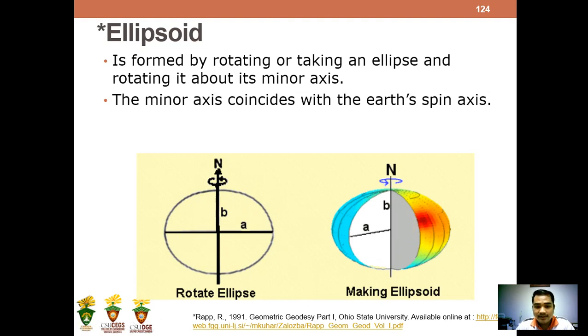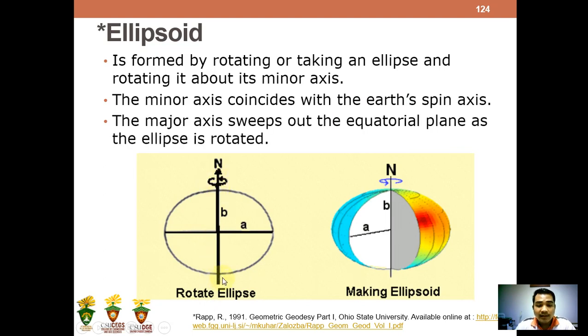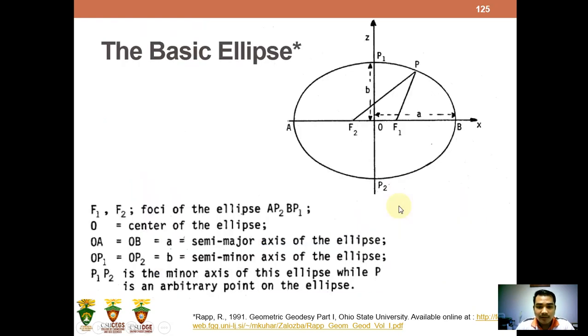The minor axis coincides with the Earth's spin axis. For Earth, we all know that it's oblate. It rotates about the minor axis, which runs from the North Pole to the South Pole. And the major axis sweeps out the equatorial plane as the ellipse is rotated. If this is the minor axis, then the major axis is the one that sweeps around with respect to the rotational axis. For a basic ellipse, we have these parameters.